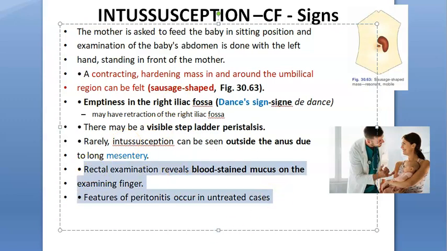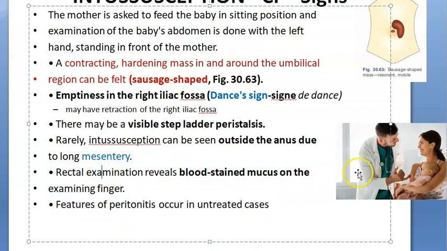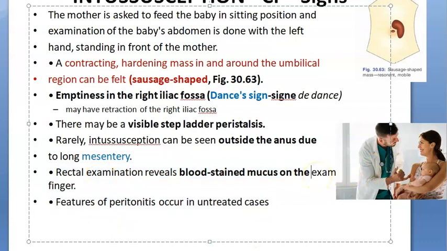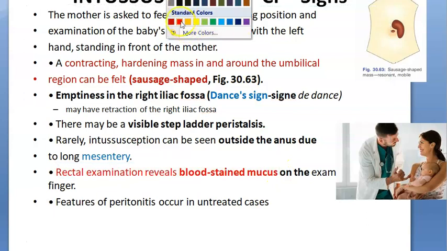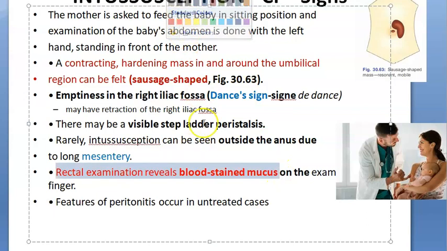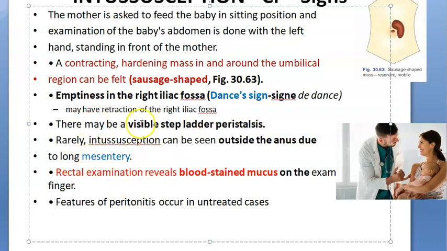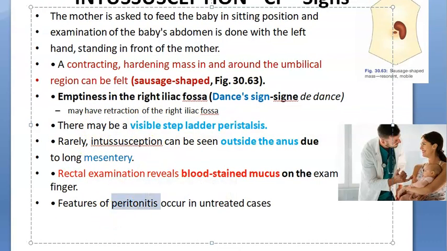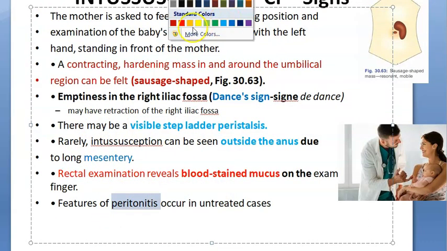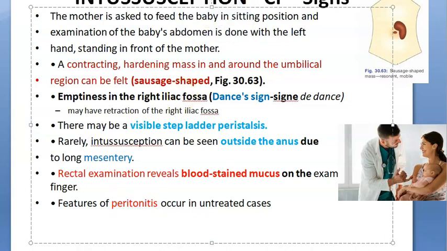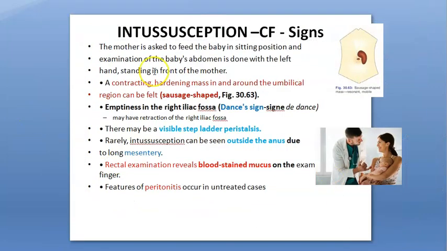Signs, yes. Now here, rectal examination reveals blood-stained mucus on the examining finger. When you do per rectal examination, you will see blood-stained mucus. Very good. This is in palpation. Okay, so there can be peritonitis in people who have not been treated. This is more like a complication of the intussusception, right?